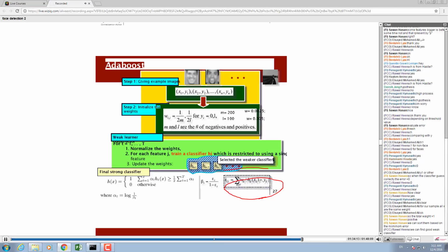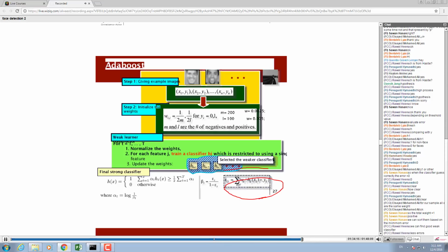Yes, exactly. So after calculating all the errors, we can sort the weak classifiers based on the error. Then we can select the best one. The best one means the classifier that has the minimum error. That is the best weak classifier at this moment. Is it clear?